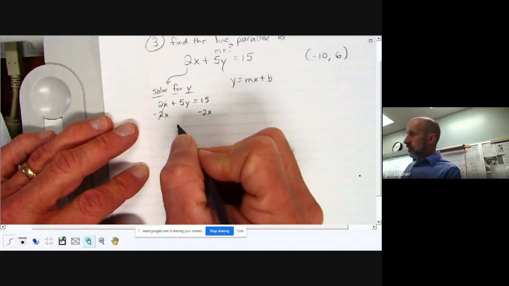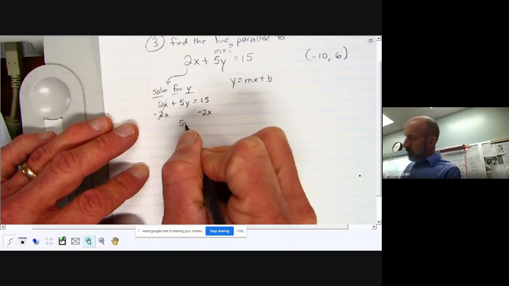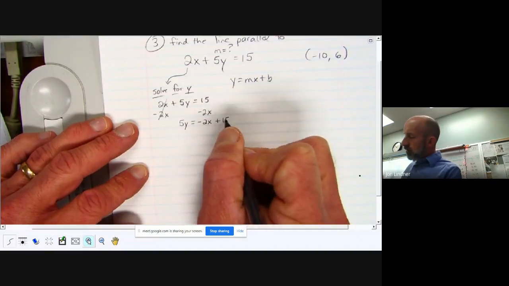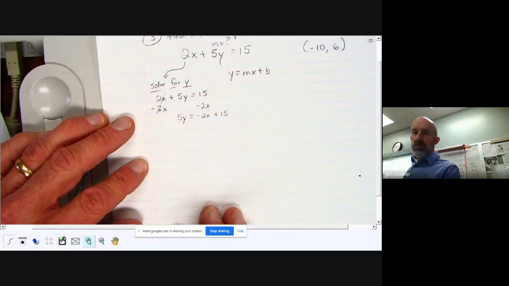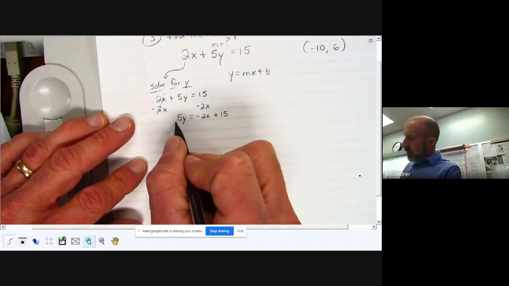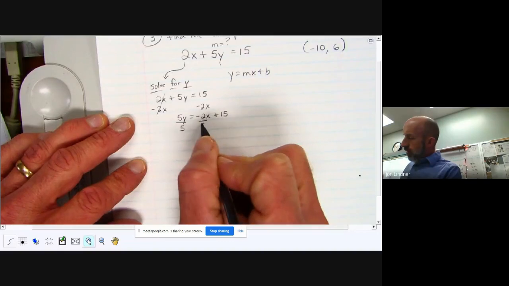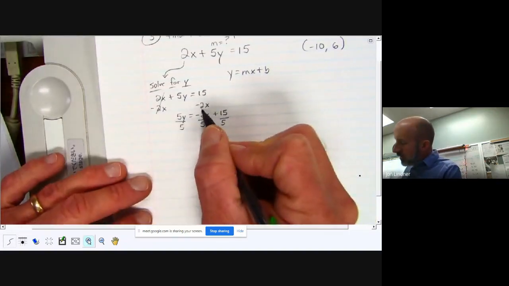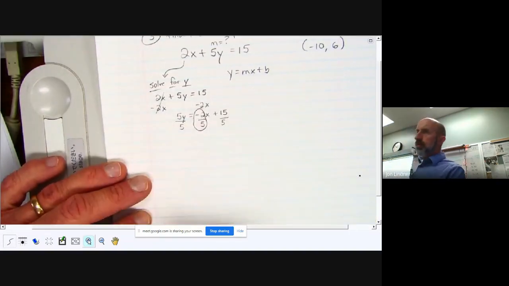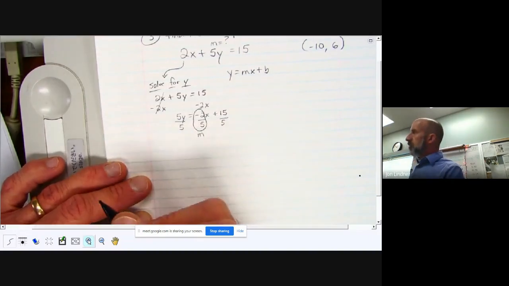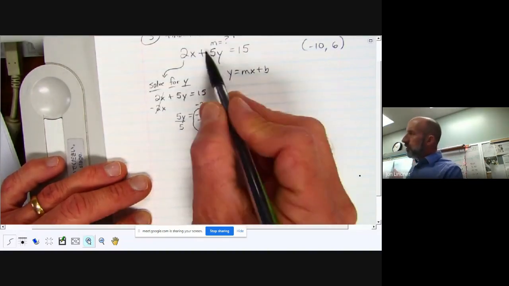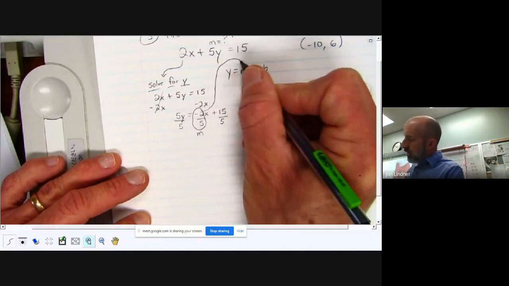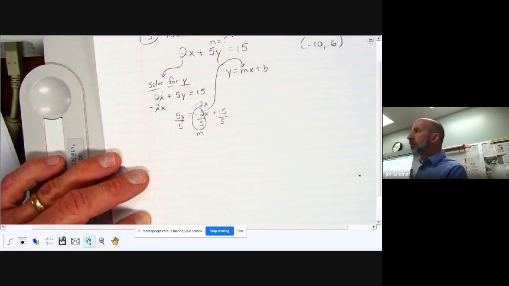Those go away. So now I have 5y equals -2x plus 15. Divide both sides by 5. And I don't need to clean this up a whole lot. The only thing I need from this is the slope. There's my slope. Now I know the slope of this original line, and now I can put this -2/5 in here and do everything like we did before.